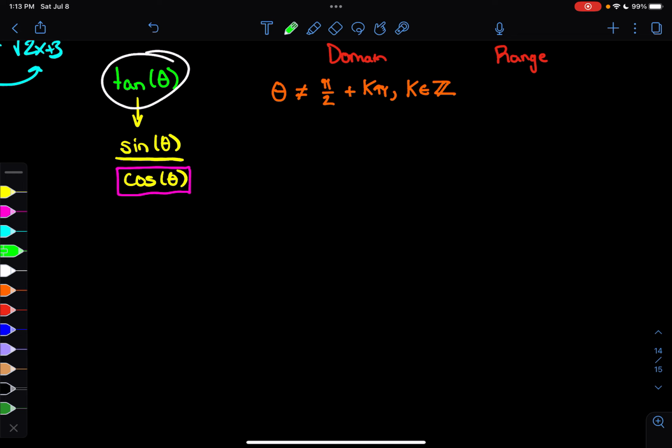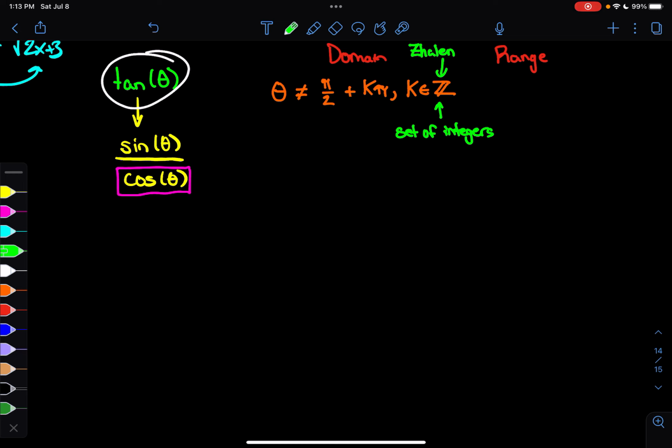This is Z, from the German Zahlen, and it is the set of integers. This is much higher level math than we are at right now, but it's a very neat way of writing it. You could also just write in English, k is any integer. That would be fine.